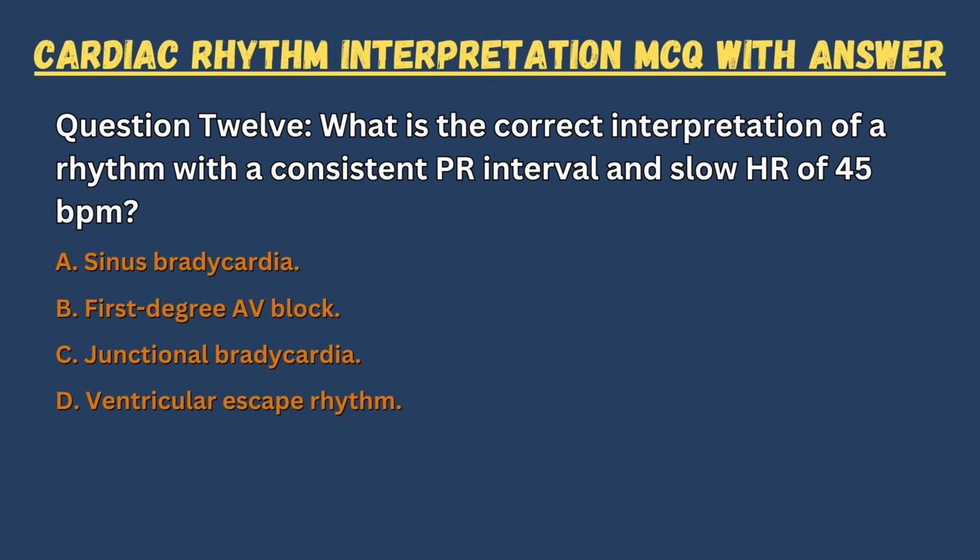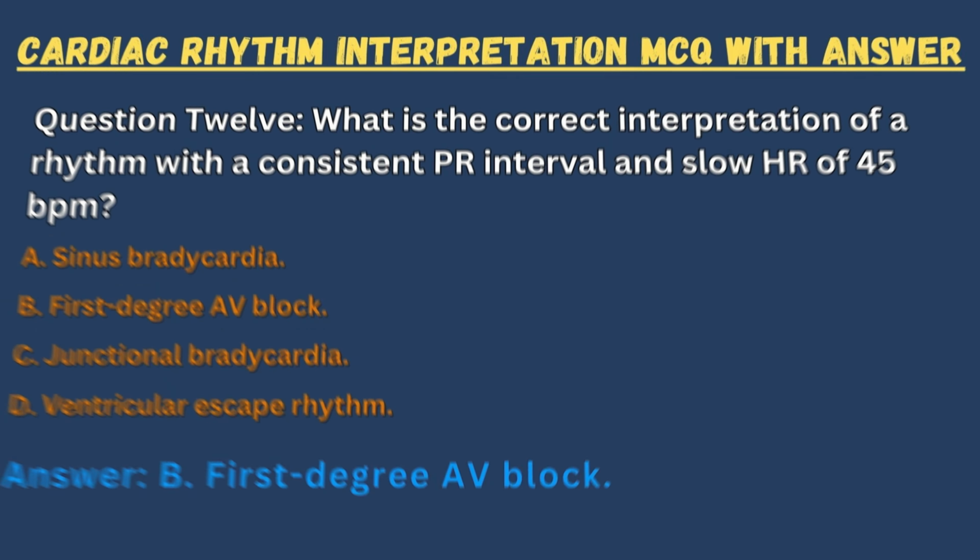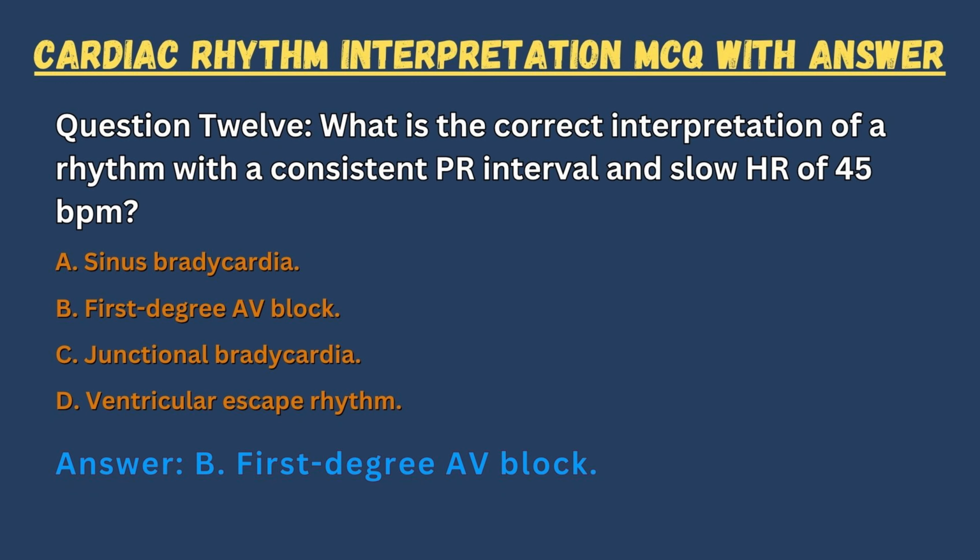Question 12. What is the correct interpretation of a rhythm with a consistent PR interval and slow HR of 45 bpm? A. Sinus bradycardia. B. First-degree AV block. C. Junctional bradycardia. D. Ventricular escape rhythm. Answer: B. First-degree AV block.